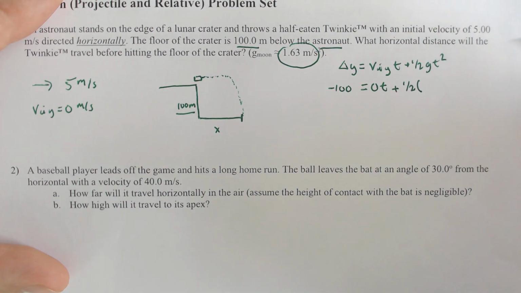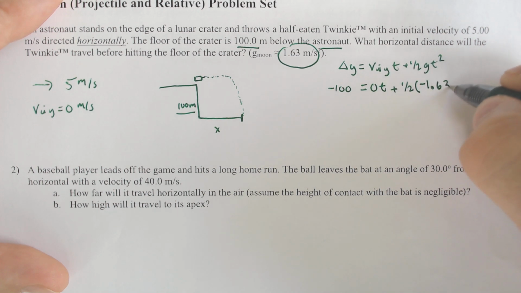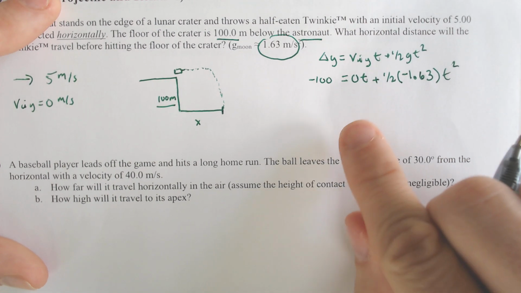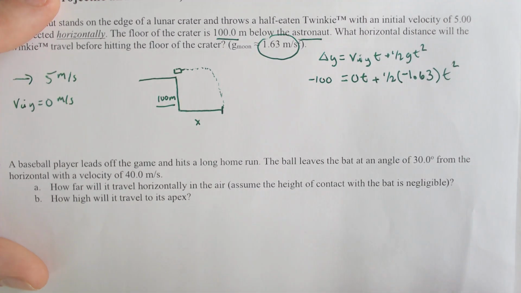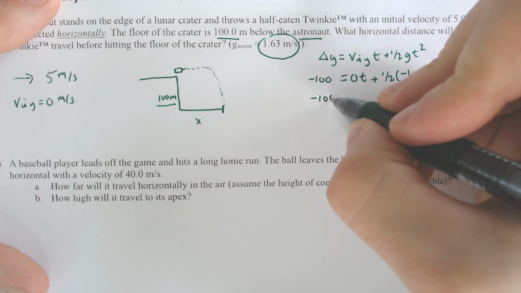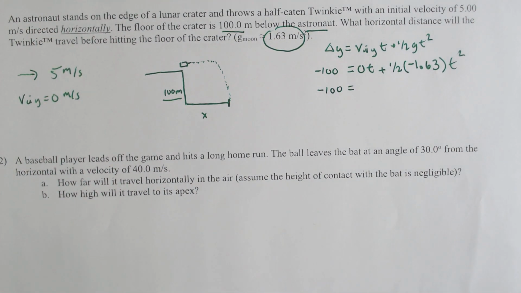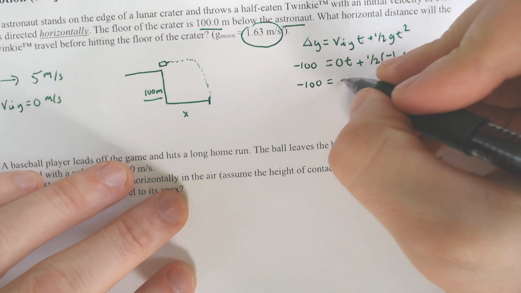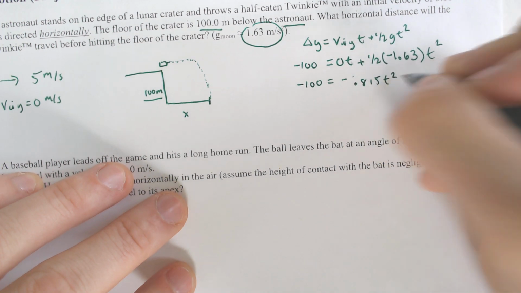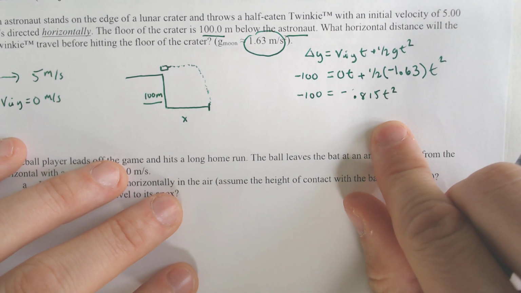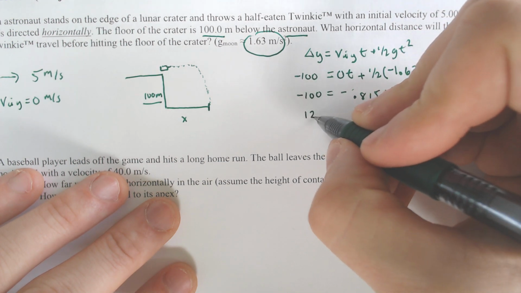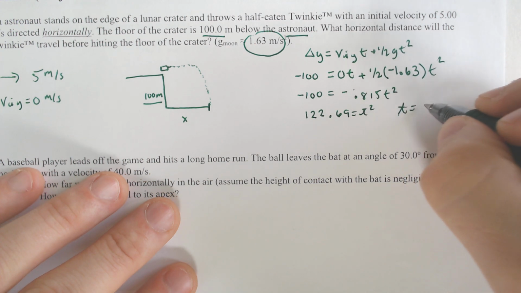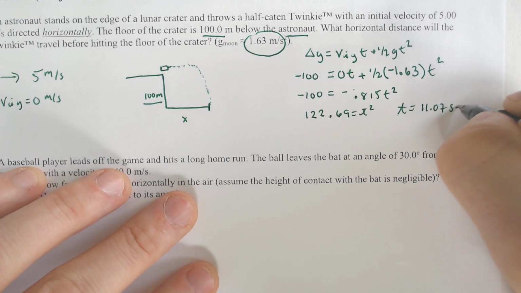The gravity on the moon is negative 1.63, and even though it's the moon, it is still directed downward, times t squared. So even though we have a t and a t squared, that 0t is going to cancel, leaving us with negative 100 is equal to 1/2 of negative 1.63, which is negative 0.815 t squared. You divide by negative 0.815 and square root. You get 122.69 is equal to t squared, and that means the time is equal to 11.07 seconds.